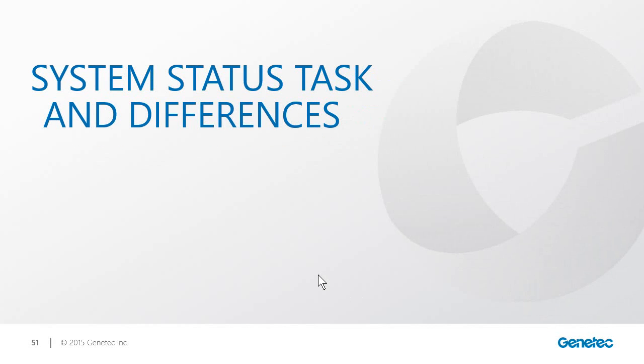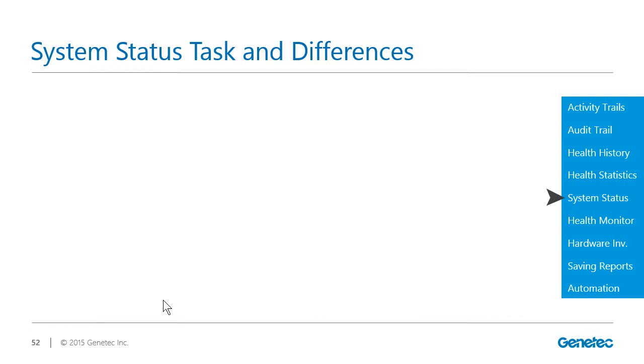Okay, we're going to move on to look at the system status reporting task, and specifically what we can see with regards to the system health from there. In general, the system status task allows you to monitor the status of different types of entities. This isn't so much of a report as a real-time view of the current state of the entities.